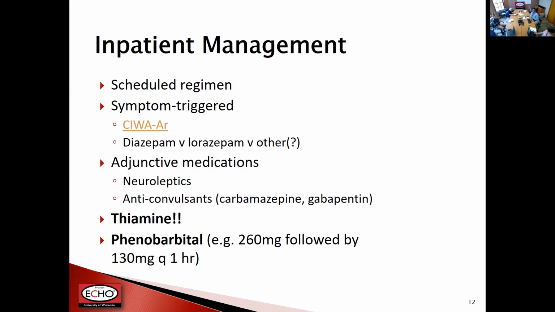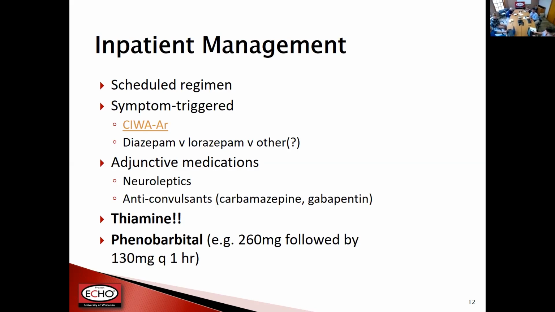So the best studied agents, so far as controlling withdrawal and preventing progression to more serious forms of withdrawal, are the benzodiazepines. There are some other adjunctive medications that can help with symptom management as well, including neuroleptics if someone is agitated or combative to the point where it's interfering with their medical care, for example. Anticonvulsants have been added on as well, and may allow for reduction in the symptom-triggered benzodiazepine dosing.